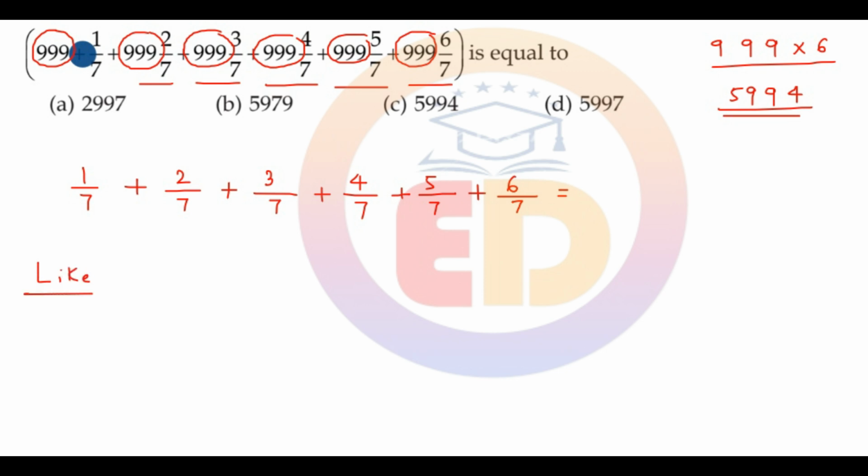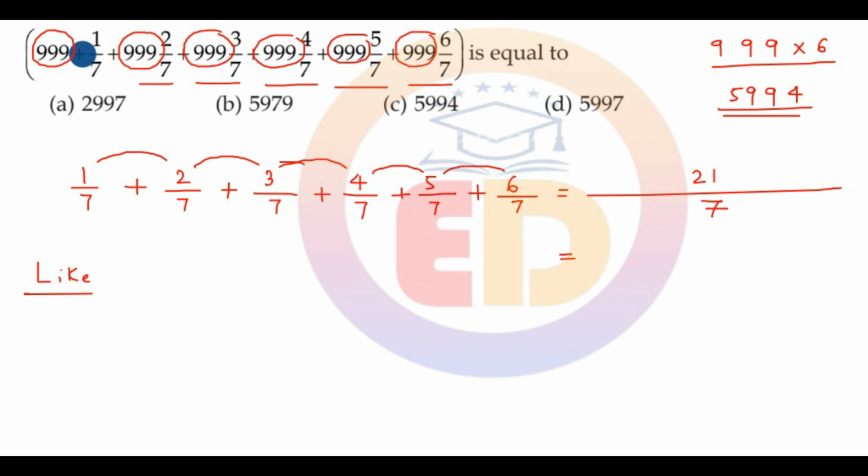And when we have like fractions, remember the denominator of the answer will be the same, 7. And we will just add the numerators. 1 plus 2 is 3. 3 plus 3 is 6. 6 plus 4 is 10. 10 plus 5 is 15. 15 plus 6 is 21. So my answer is 21/7.